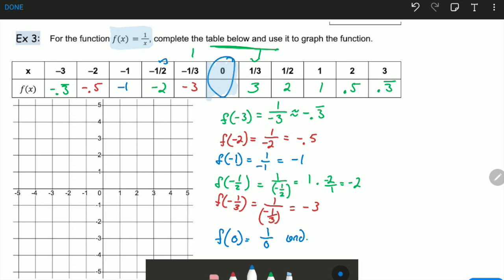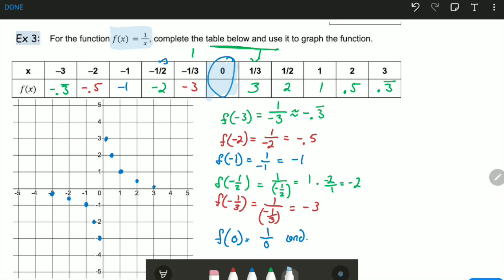So if I plot all my points, we have -3, -0.3. We got -2, -0.5, -1, -1, -1/2, -2, and -1/3, -3. And then the next side, we have 1/3, 3, 1/2, 2, 1, 1, and 2, 0.5, and 3, 1/3. You can see that we have almost like an elbow macaroni shape going on in quadrant 1 and quadrant 3 of the coordinate plane.